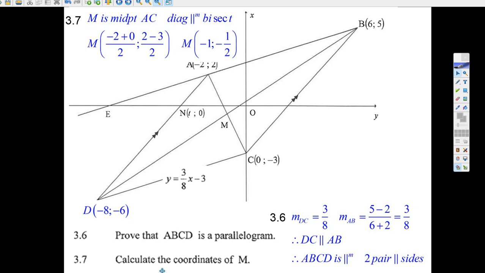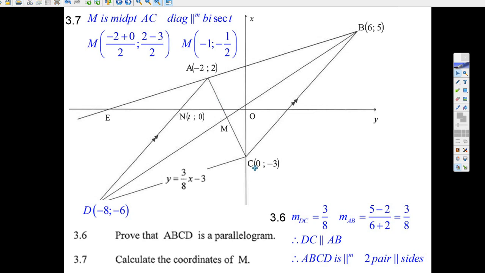Let's try 3.7. Calculate the coordinates of M. Well, if this is a parallelogram, you have to know that the diagonals bisect. That means M is the midpoint. So all we have to do is find the midpoint of A and C, and that's the coordinates of M. But why is M the midpoint? Because diagonals of a parallelogram bisect. That's why. Also, you just do it.